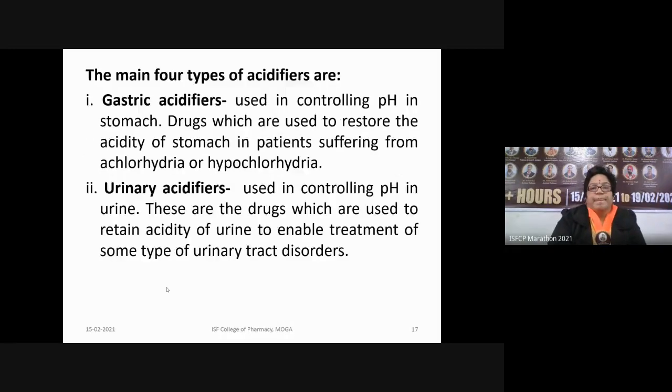There are four types of acidifiers. The gastric acidifiers are used in controlling pH in the stomach.